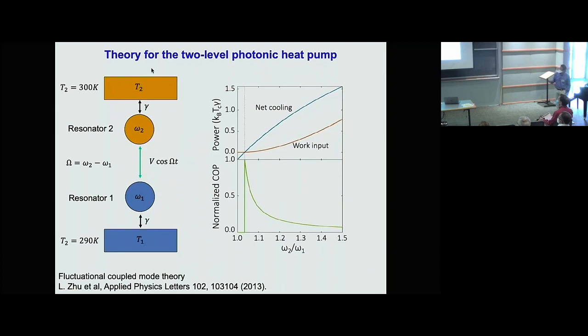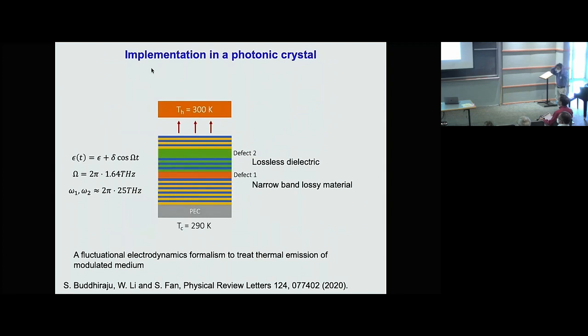So this is the ideal case of a 2-level photonic heat pump, but you can actually implement it in a photonic structure. So the way we do it is that we imagine a photonic crystal structure with 2 defects, and these are the 2 resonator modes. One of them consists of lossy material, and the entire structure is also in contact with a heat sink of 290 Kelvin, and therefore this resonator is going to be populated according to this temperature. The other resonator will be lossless.